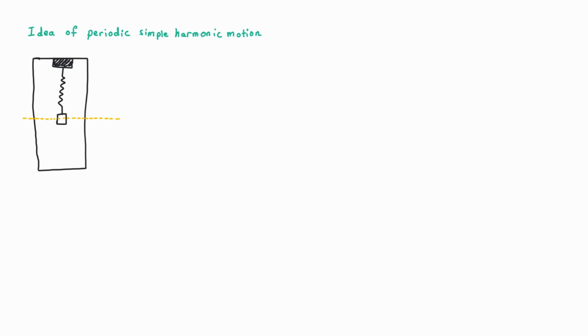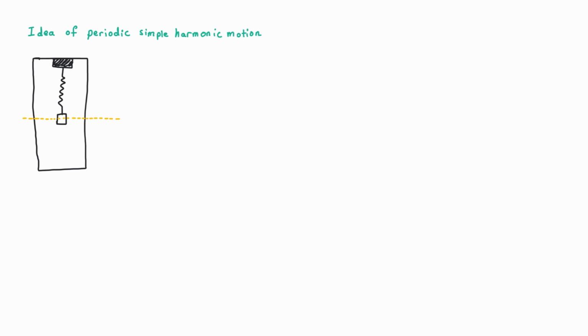Let's start with the idea of periodic simple harmonic motion. Let's just start with periodic motion first. So let's say you're dropping a ball. It just drops, comes back up, drops back, and keeps bouncing up and down. Let's say there's no energy loss, so it comes back to the same height. It repeats the motion periodically. We call that a periodic motion.